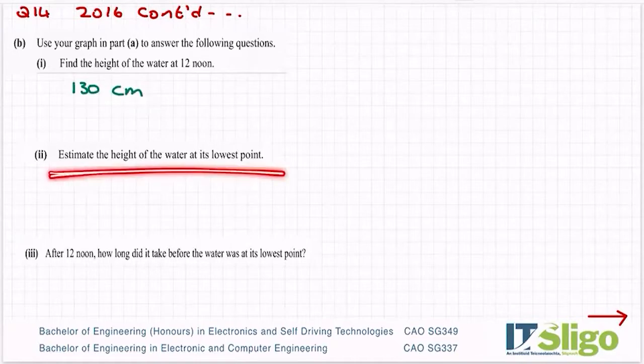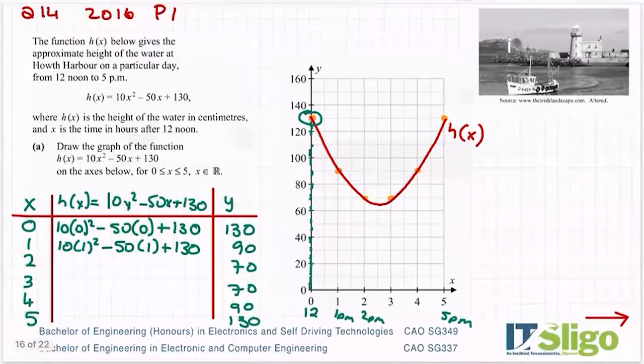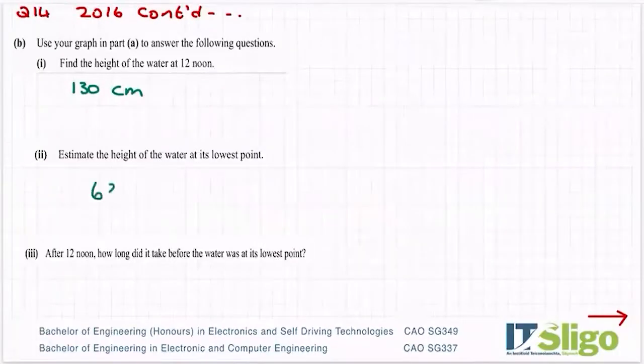Estimate the height of the water at its lowest point. Okay. Well, this is time, this is height. So its lowest point is here. Okay, so let's estimate that. From the bottom of that graph, go across, and I make that to be about 63 centimeters, something like that.